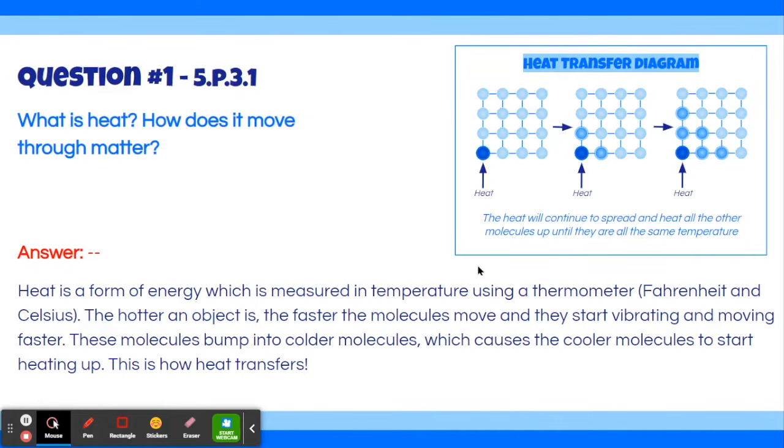So if you look at this diagram over here, the heat continues to spread and spread until all the other molecules are heated up and they're the same temperature.